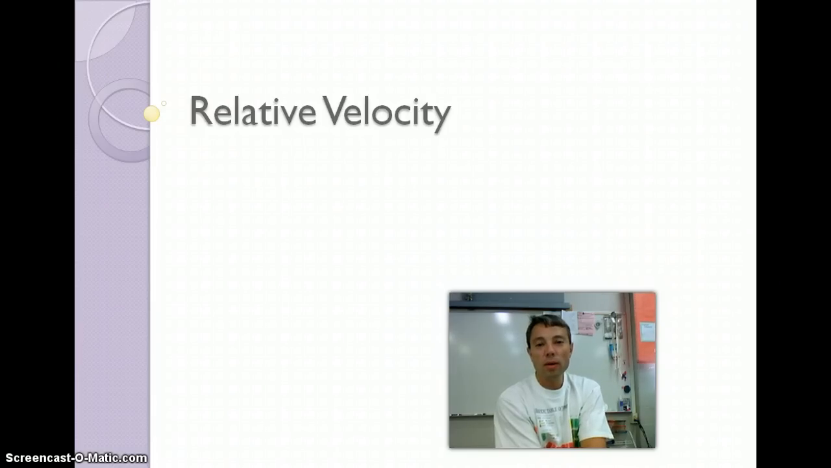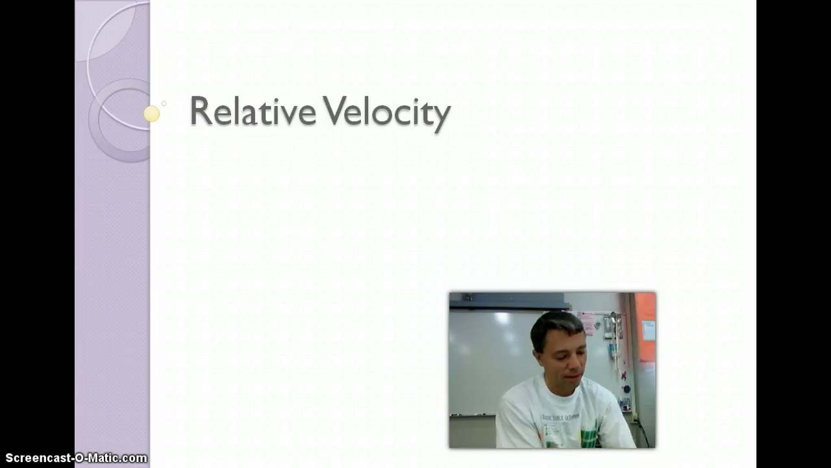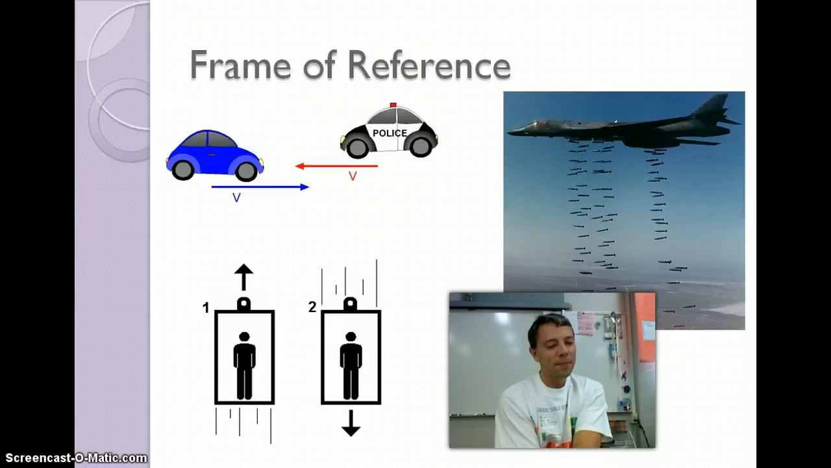But before we go any further, I do have a joke for today. Where does bad light go? Well, it must go in a prism. All right, moving on into relative velocity.